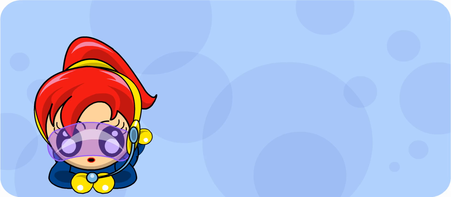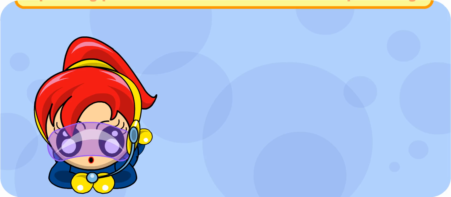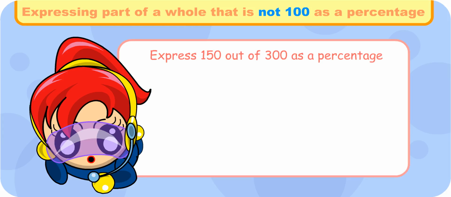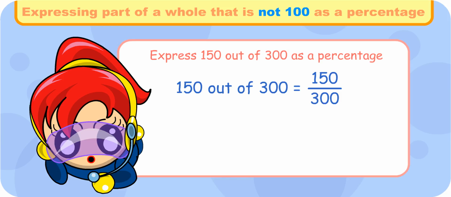I have learned to express parts of a whole with a base of 100 as percentage. What if the whole is not 100? Good question. Let's take a look at this question. Express 150 out of 300 as a percentage. Firstly, we make the expression a fraction. So, 150 out of 300 is equal to 150 over 300. We can then reduce it to the base of 100. So, 150 over 300 is equal to 50 over 100. Therefore, 150 out of 300 is 50%.